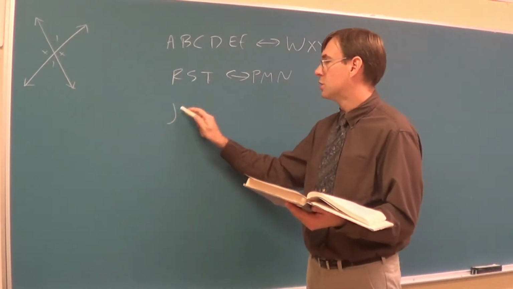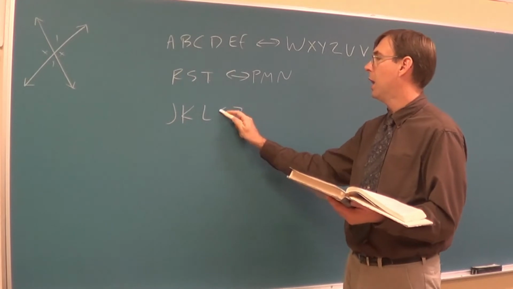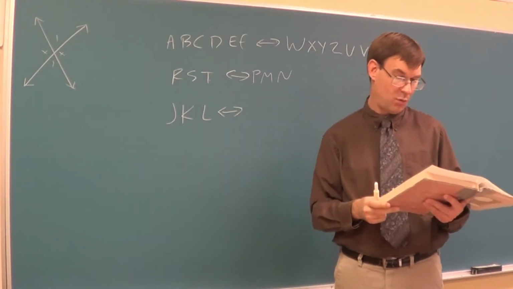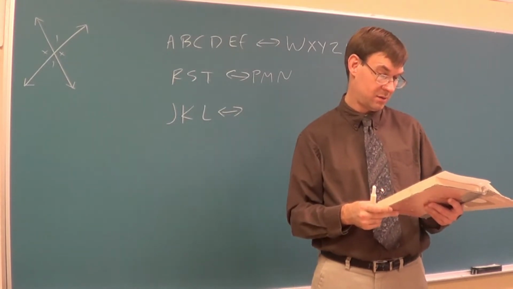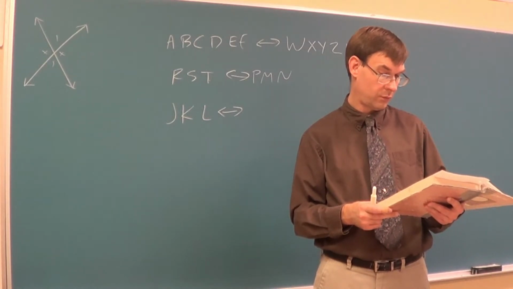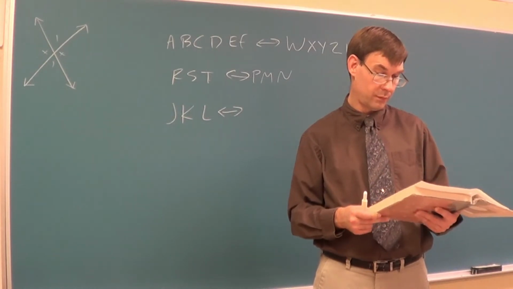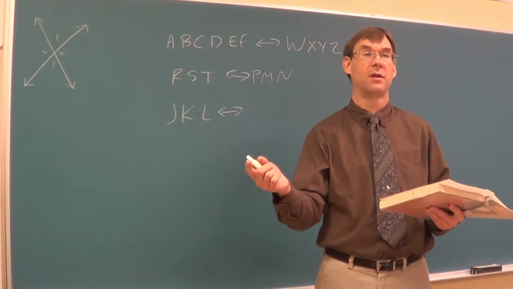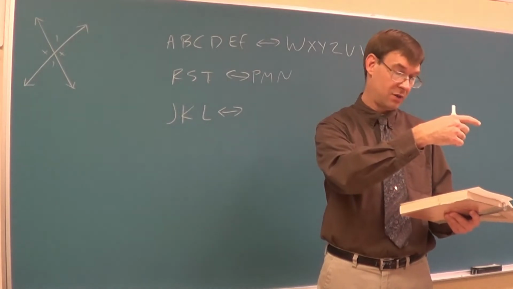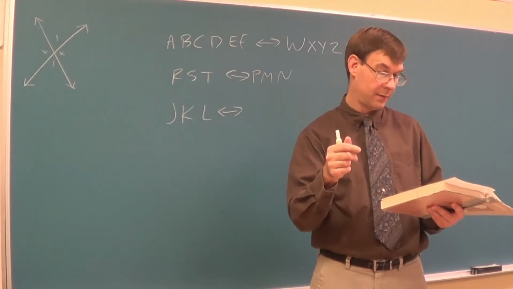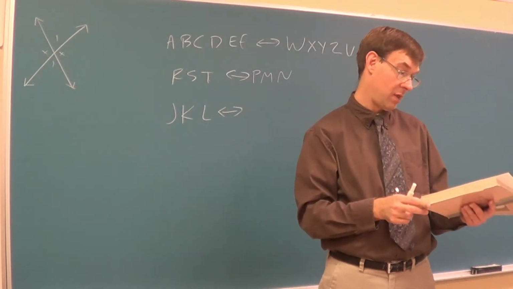Then JKL is where it gets interesting. JKL has more than 1 possible friend. Why does JKL have more than 1 possible friend? Because it can go with itself, or it could go with the flipped version of it. Like JKL can go with JKL if we turn it, but who else can JKL go with?